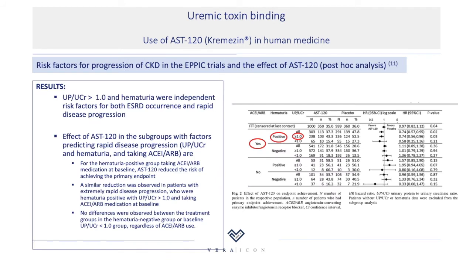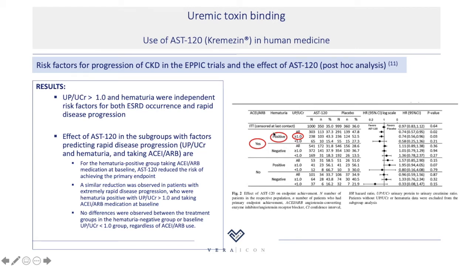placebo-treated patients. So, multivariate regression analysis from these studies, and we all appreciate that these were very, very complex studies with a lot of variables. But what was shown in these studies, first of all, is that if people had a urine protein to creatinine level higher than 1 and they had hematuria, they were independent risk factors for disease progression. So they had a more rapid progression of disease than patients that did not have it.